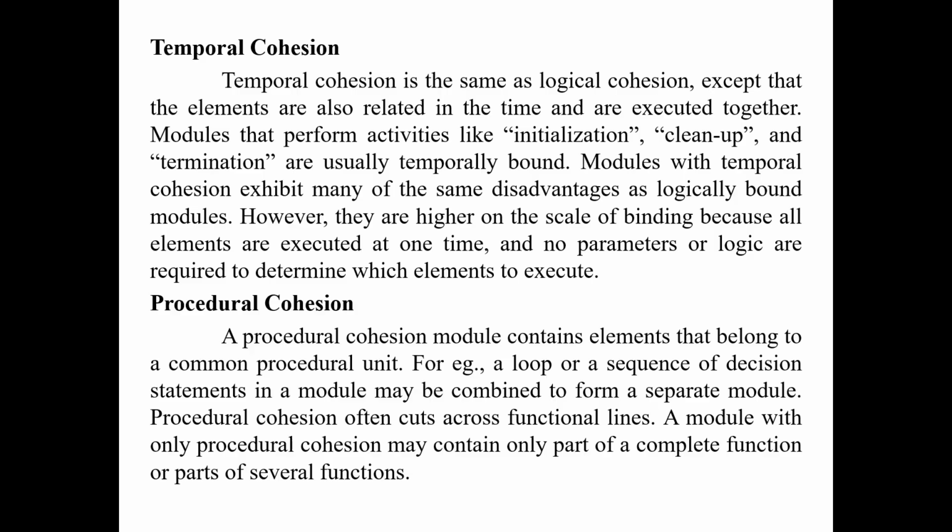And the next one is procedural cohesion. The procedural cohesion module contains elements that belong to a common procedural unit. For example, a loop or a sequence of decision statements in a module may be combined to form a separate module. Procedural cohesion often cuts across functional lines. A module with only procedural cohesion may contain only part of a complete function or parts of several functions.